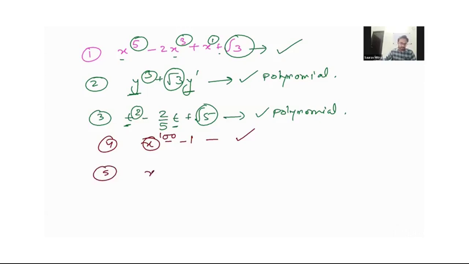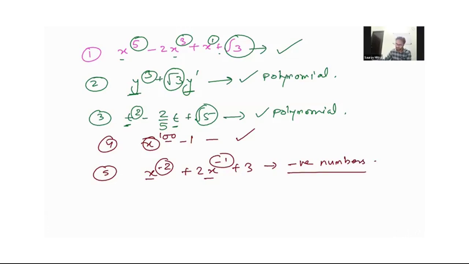Now let us take another example: x to the power minus 2 plus 2x to the power minus 1 plus 3. Is it a polynomial? Here the variable is x, but see the powers of the variable. They are negative numbers. Since they are negative, this will not be categorized as a polynomial, as we know that a polynomial's integral power should be non-negative.